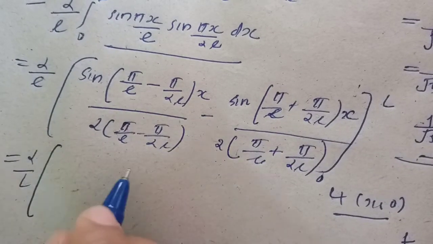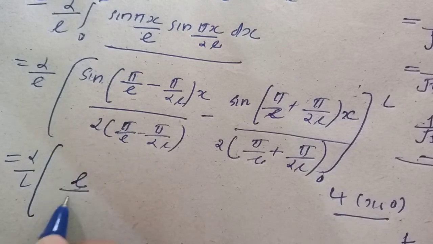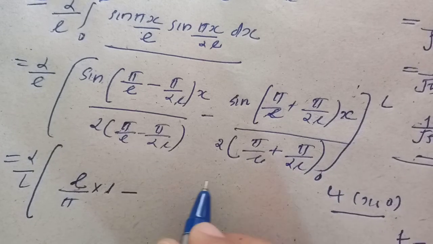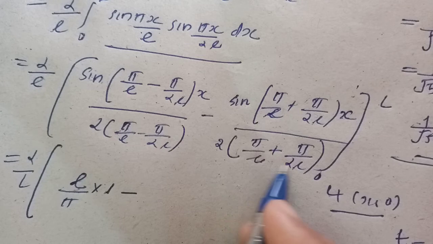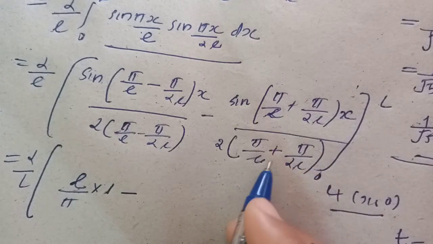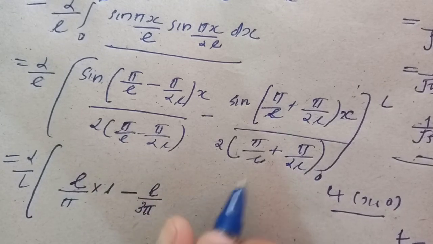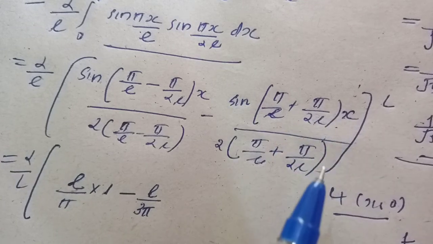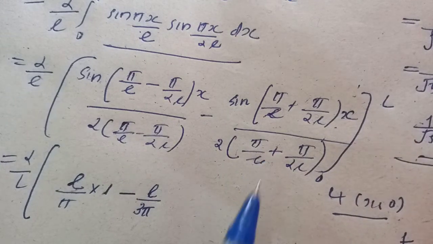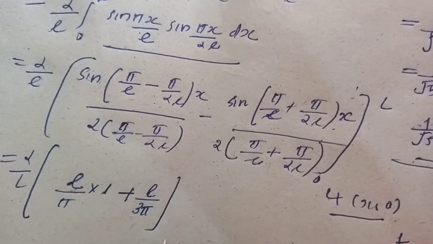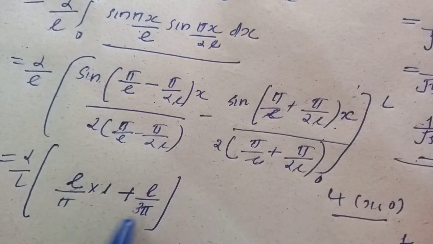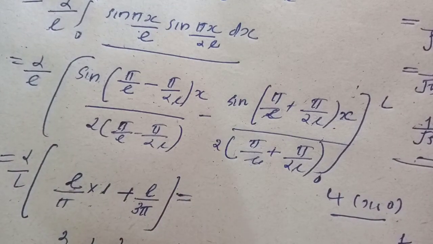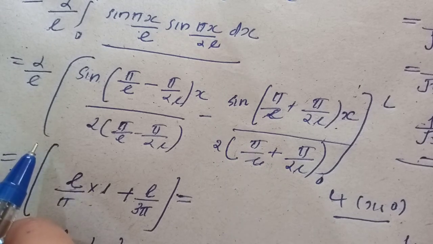So 2 by L, here pi by 2L into 2 is pi by L, so L by pi. Here it is sin pi by 2L into L, that is pi by 2, that is 1. So minus, here we get 3 pi by 2L into L by 3 pi. Here it is sin 3 pi by 2L into L, that is sin 3 pi by 2, that is pi plus pi by 2. Sin of pi plus pi by 2 is minus sin pi by 2, that is minus 1. So that is plus 1 we get here. So after substituting 0 you get 0. So you get 2 by pi plus 2 by 3 pi. This is the answer.